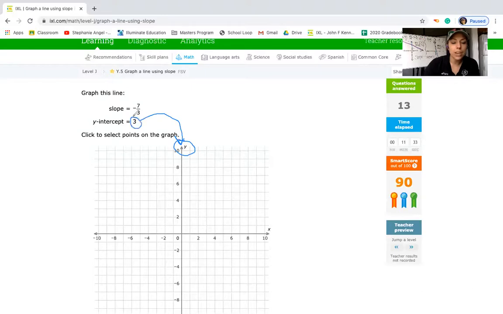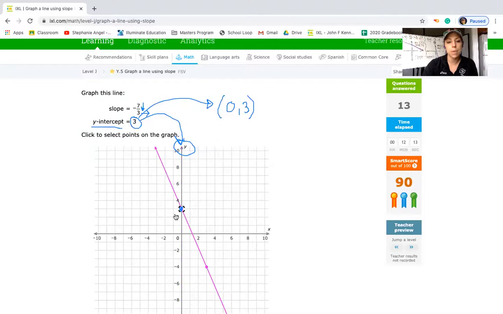So when it says the y-intercept is 3, we're going to get into this in more detail next week. That means the point 0, 3. That's where the line crosses the y-axis, which means it's where x is 0. So the point that you're going to start at is right here, 0, 3. And then a slope of -7/3 means I'm going to go down 7 and right 3. So let me grab my mouse, okay? Starting at 0, 3, down 7, 1, 2, 3, 4, 5, 6, 7, and right 3, 1, 2, 3. That's what your line looks like.